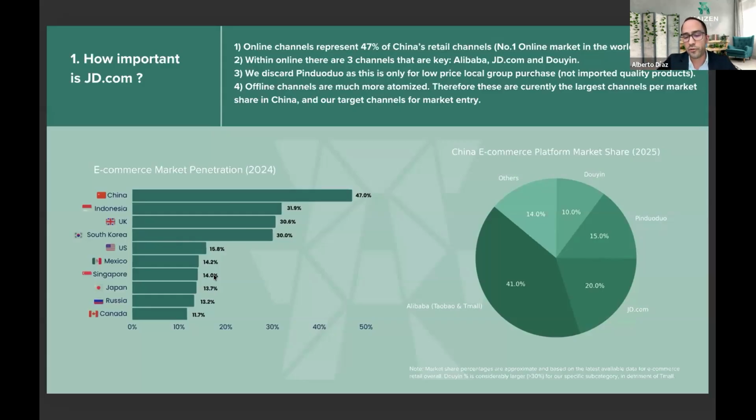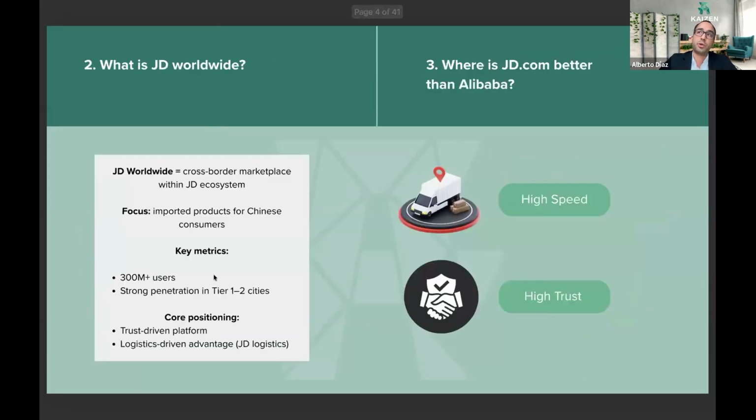You have probably heard of the largest channel, Alibaba, which accounts for 40% of the total e-commerce market in China. But Jingdong is the second largest channel, accounting for a fifth, or 20%, of this total market. Why would you ask has Jingdong developed into such an important channel if there is such a big player as Alibaba? What makes Jingdong Worldwide different, and why do Chinese consumers go to this platform at all?